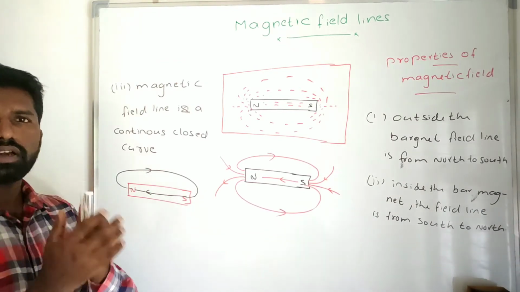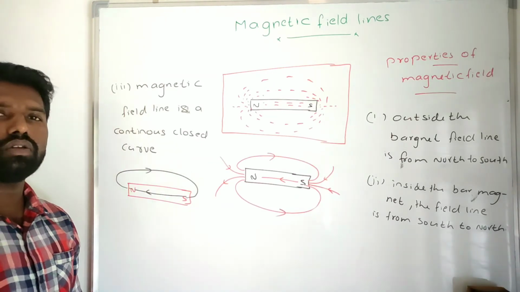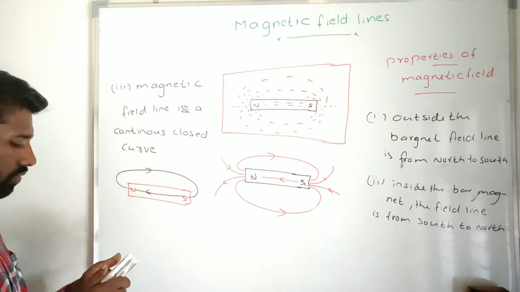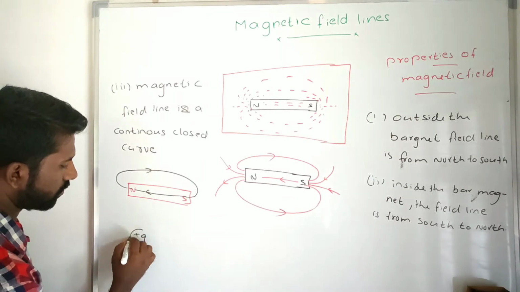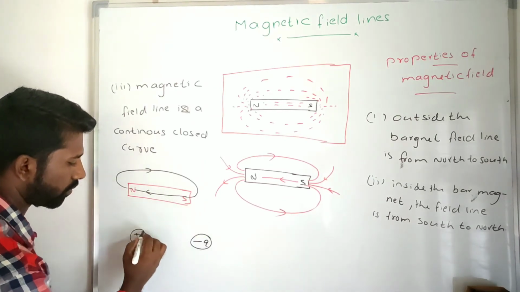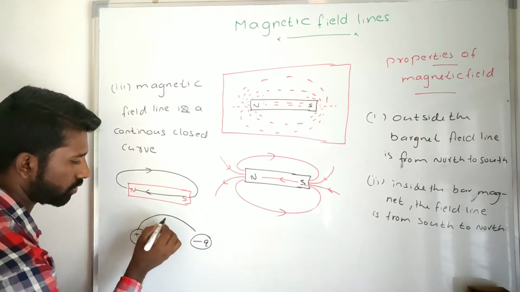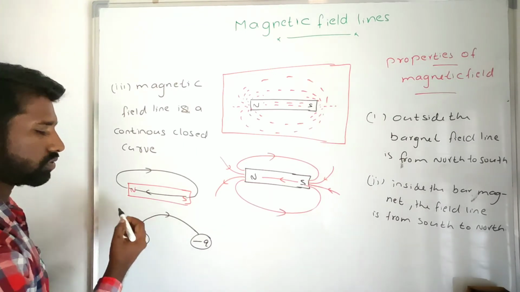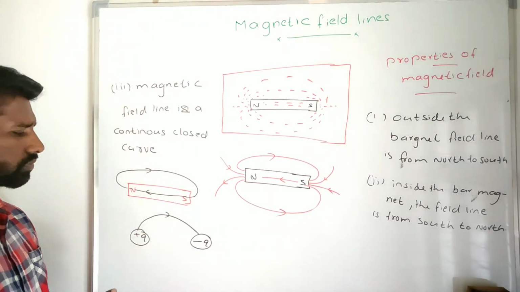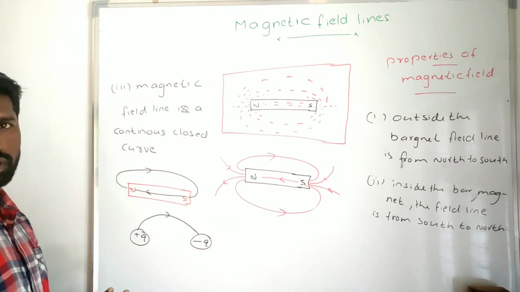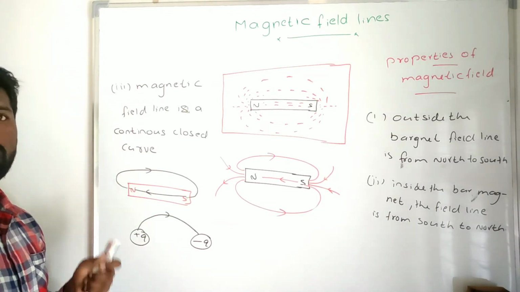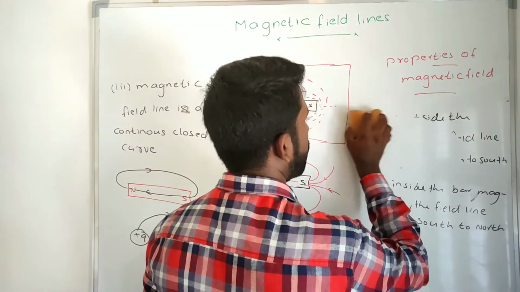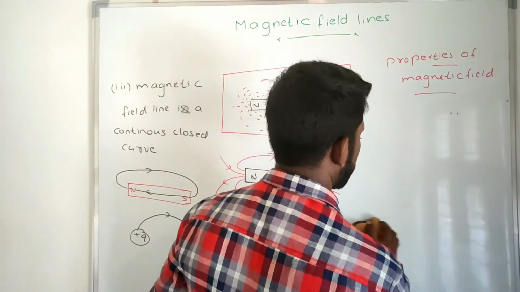The electric field line is not a continuous closed curve. It is a continuous line, but it is not a closed curve. You may have observed like this. From the positive charge the field line originates and ends at the negative charge. It does not come back from the negative charge toward the positive charge. Okay, this is the electric field line. It is not a continuous closed curve. Okay, clear? Then the next property is the magnetic field line never intersects.